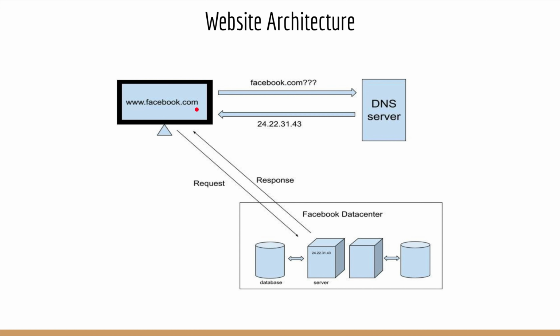So it knows which server it has to talk to. It will request the server at 24.22.31.43, and the server processes whatever the request is and then responds with the web page. Then the client machine gets the web page that it has to display, and it displays "Welcome to Facebook" or whatever. So that's how it works.